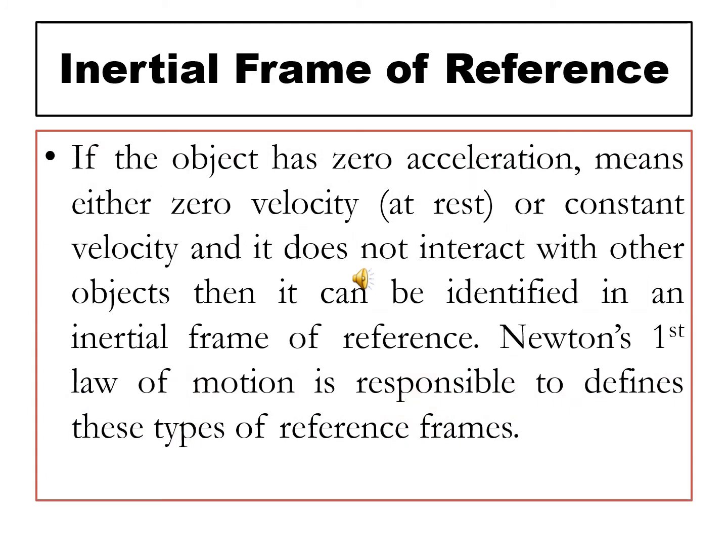One of the important concepts is the inertial frame of reference. If an object has zero acceleration, meaning it is at rest, or it has a velocity that does not change, a constant velocity, then we can say that the frame of reference in which this object is present can be identified as an inertial frame of reference. Newton's first law of motion is responsible for defining these types of reference frames.